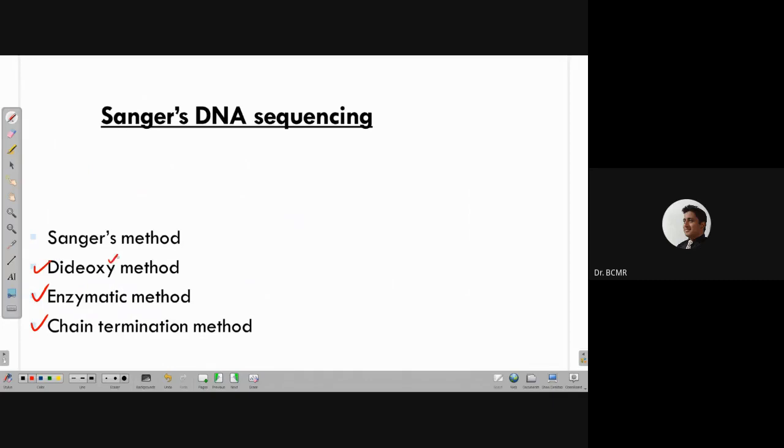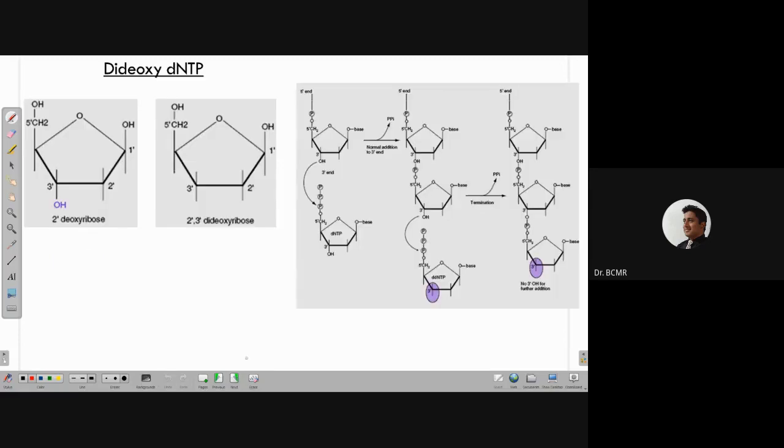You use a dideoxy nucleotide, that's why it is the dideoxy method, as opposed to the chemical degradation method of Maxam and Gilbert. This one involves enzymes, that's why it is the enzymatic method. Because we are using dideoxy nucleotides, the polymerization is halted or the chain is terminated, because of which you call it the chain termination method. So I hope you remember, one of the questions that often comes is about the chemistry of nucleotides.